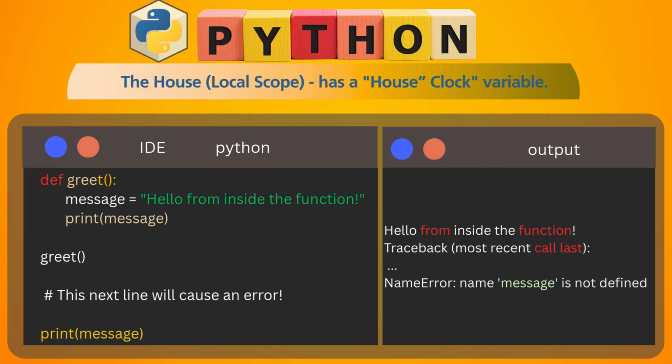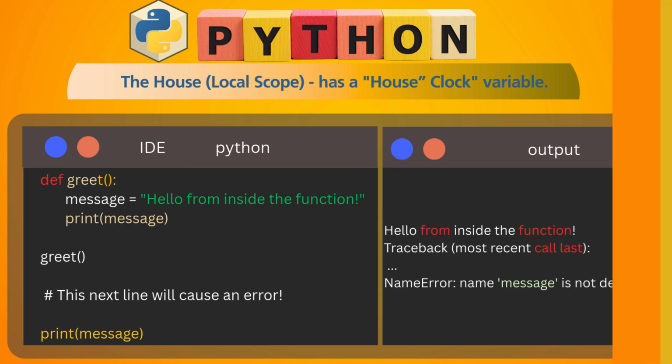The house local scope has a house clock variable. You see this function def greet, message equals hello from inside the function, print message. The greet will execute the message hello from inside the function.